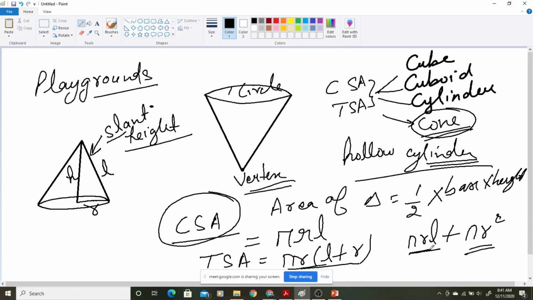And when you take pi r common from both, na? Suppose I am taking this pi r common, then I am left with L plus, and here I am left with r. So this is the formula we use to find the TSA of a cone. TSA के लिए pi r (L plus r), for CSA pi r L. This is what you will be using.